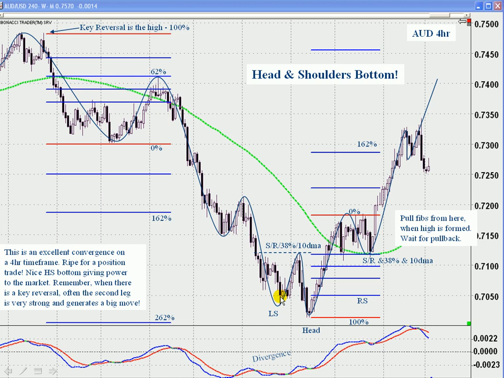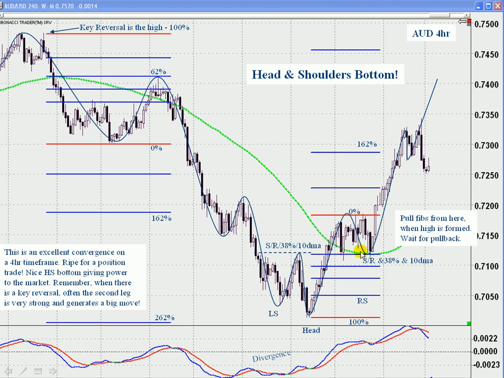The trend is getting weak. One last spike down. You would actually look for a head and shoulders at this stage, but price continued down, one last leg down to the 262% extension. Key reversal day, rally, and retracement to the 38% and 10-day moving average.